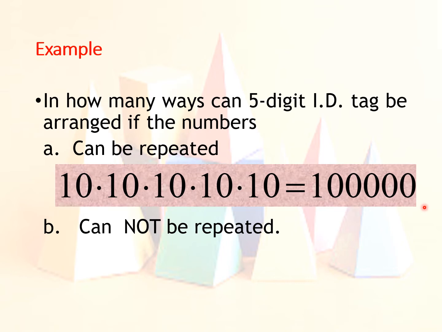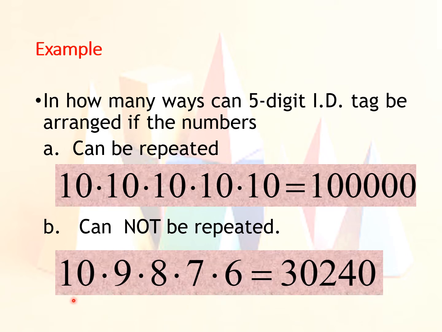And in here, the digits cannot be repeated. So for the first choice, we have 10. For the second digit, we have 9 choices, and the third is 8 choices. Then the fourth is 7, and the fifth one is 6. We only stop at 6 because we only need 5 digits for the ID tag. So 1, 2, 3, 4, 5.